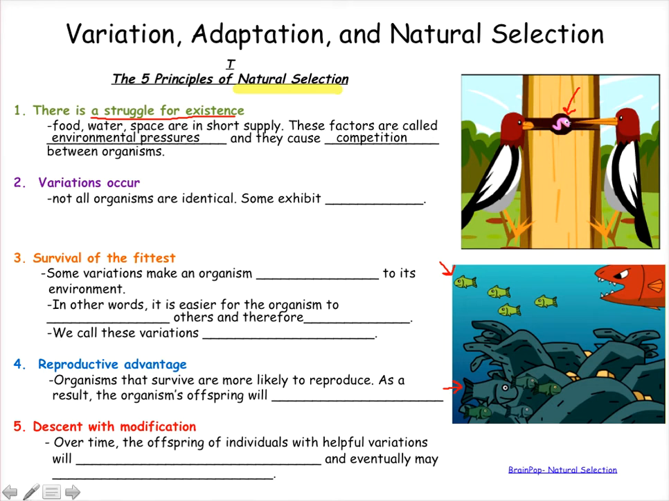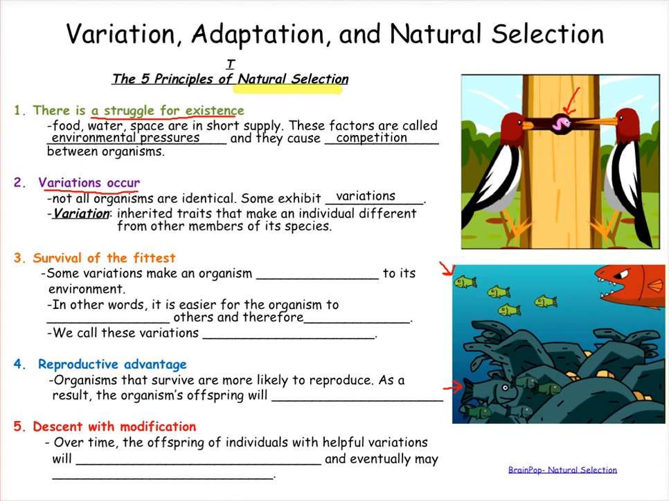The second principle of natural selection is that variations occur. So, in other words, we know at this point that not all members of a species are identical. Some exhibit variations, which I think I've defined already for you on your slide, but I'll define it here. Variations are inherited traits that make an individual different from other members of its species.